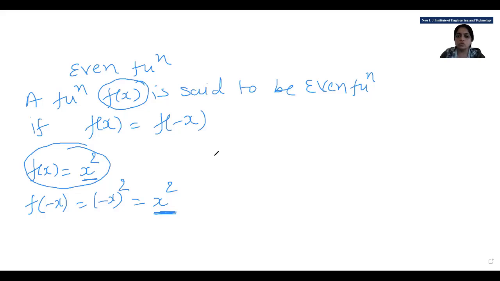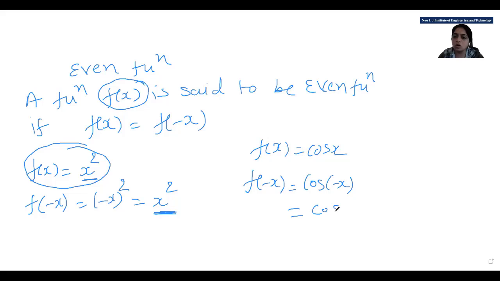Similarly, if f of x is equal to cos x, and I replace x by minus x, that is cos of minus x, but you all know that cos of minus x is cos x itself. So if I replace x by minus x, the function remains the same, there is no change, then that function is known as an even function.